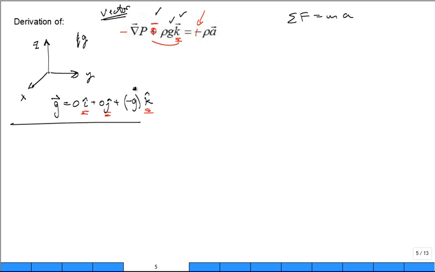Every term is a vector. This acceleration is a vector. It's a is equal to a_x i plus a_y j plus a_z k. So now I look at that first term, minus del P. Minus del P. What? So it's the gradient. Sometimes I'll write it like this, grad of P. Gradient of P.